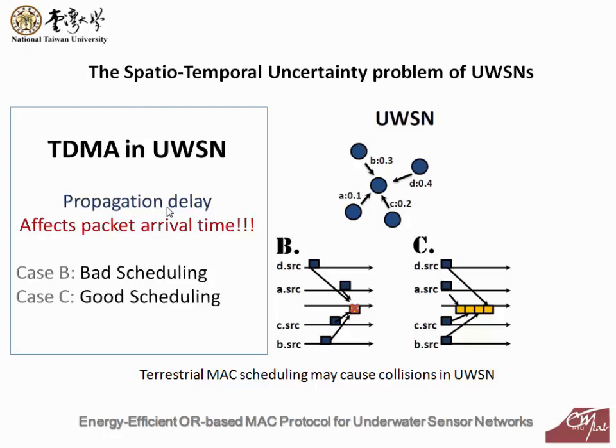That will mean that the data are going to reach the sink at different times. This is one example where, if we don't take into account the propagation delay, they are going to come to the sink and there is going to be a collision. And here is an example of good scheduling where, if we take into account the propagation delay, we can manage to make them arrive at the sink without collision.